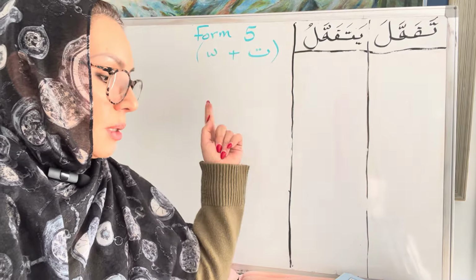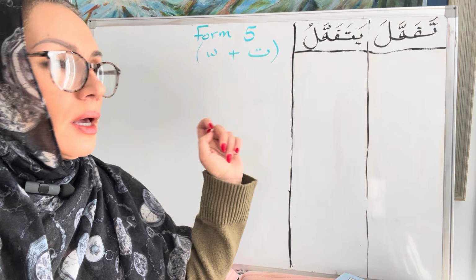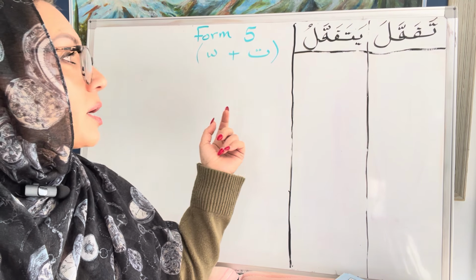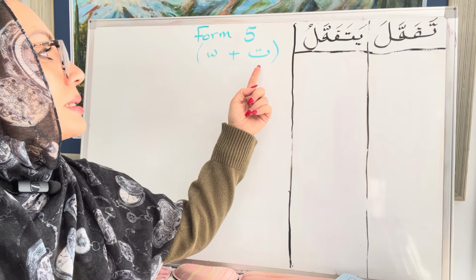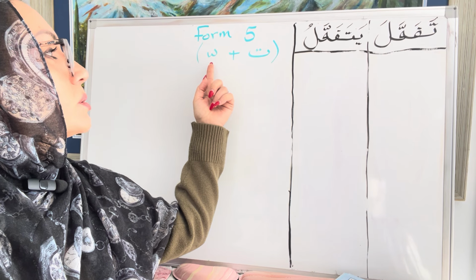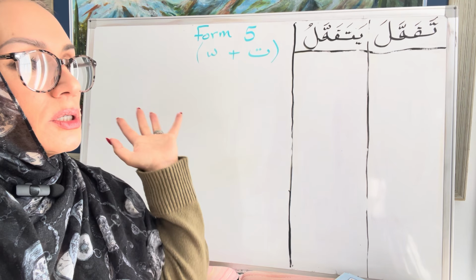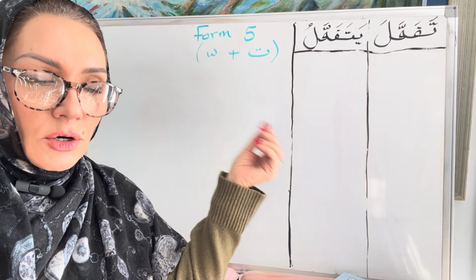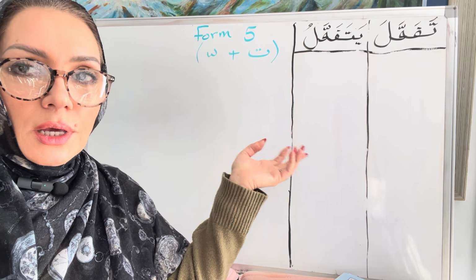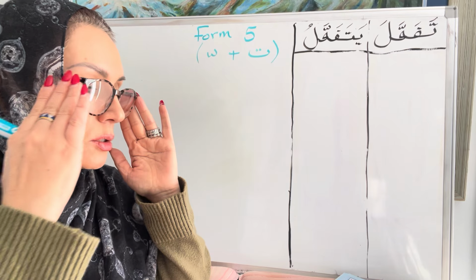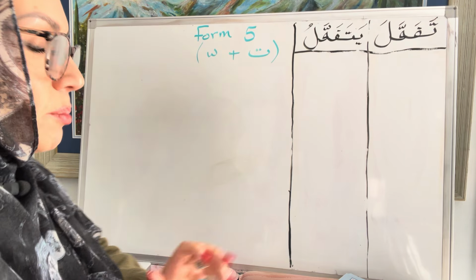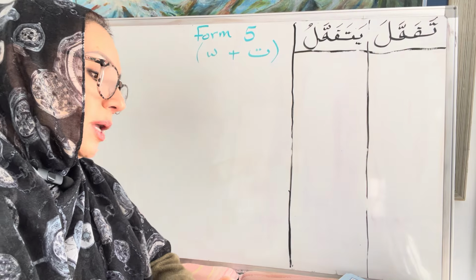Now, today we're going to be talking about Form 5. And I went ahead and put the difference, what's going to be coming in Form 5 for us. It is the extra ta plus a shadda. So what does a shadda mean? It's going to be two of that specific letter that's in that verb, whatever it is. So it's going to be doubled. So, for example, I'll just give you the example for the basic root letters that we have.